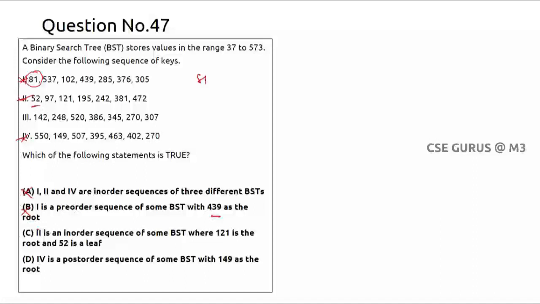So that's why option C is the correct one, and we will see option D also. Option D says it is a post order sequence of some binary search tree. If this is a post order sequence, the last element must be the root node, right? But here it is saying 149, but here it is 270. So that's why this option is also not correct. So option C is the correct answer.